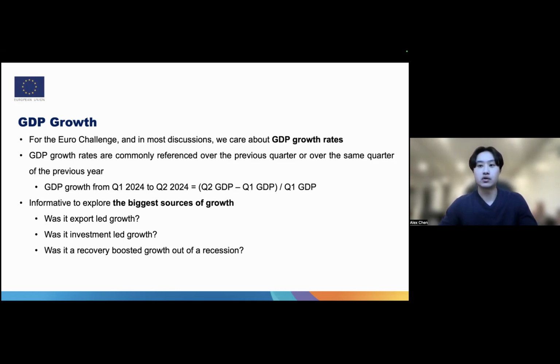And when we're talking about growth, it's also good to understand, okay, what are the reasons? Why is it growing, right? Is it export-led growth? Is it investment-led growth? Is it a recovery, boosted growth out of recession like after COVID-19? Because, if there's growth, then there's a reason for it, right?